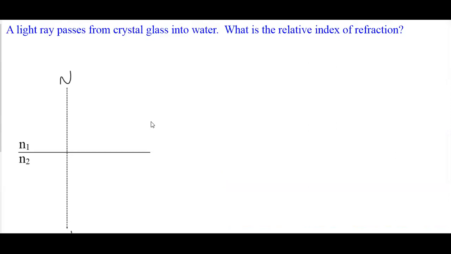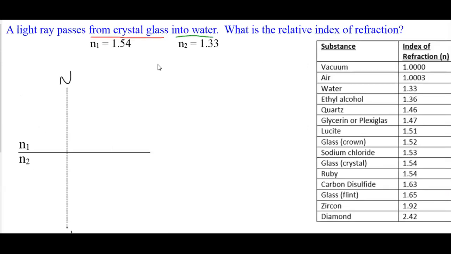Let's move on. A light ray passes from crystal glass into water. What is the relative index of refraction? I have this drawn out, and very often I like to draw these out. So you have the normal line. I like to draw these just to get an idea of what's going on. Typically I'll look up my two values. I'm going from crystal glass, so that's medium 1. I'm going into water, so that's medium 2. I drew them top and bottom from each other.